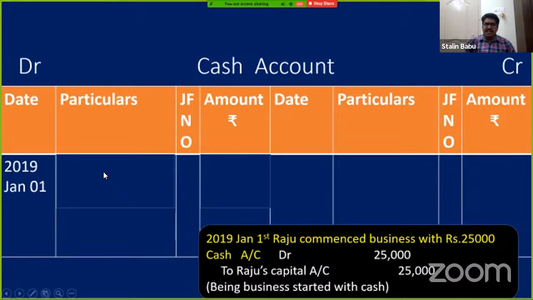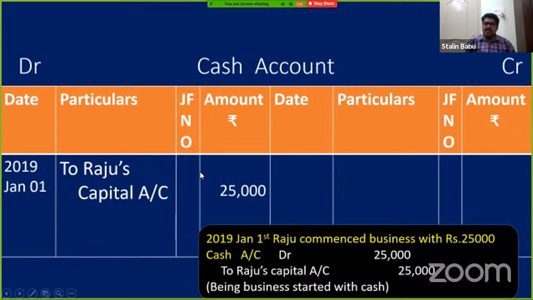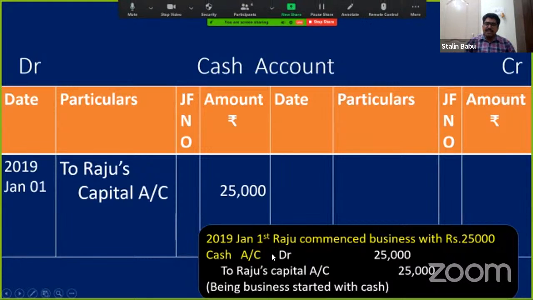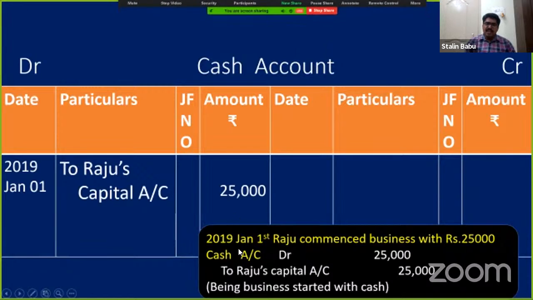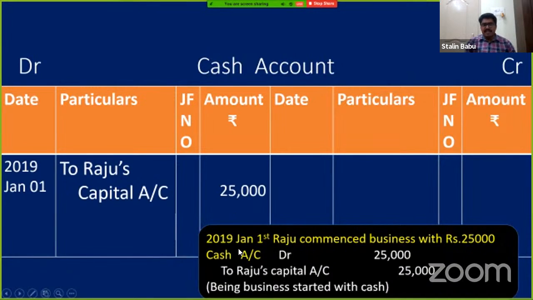While writing the credit account, we use 'To' and follow it with the name of the account credited. So we write 'To Raju's capital account' in the particulars column, and in the amount column, we write the relevant amount. What is the relevant amount here? 25,000 should be recorded in the amount column. So we have to check whether the account is debited or credited. Which account are we preparing? That account is debited or credited in the journal entry.